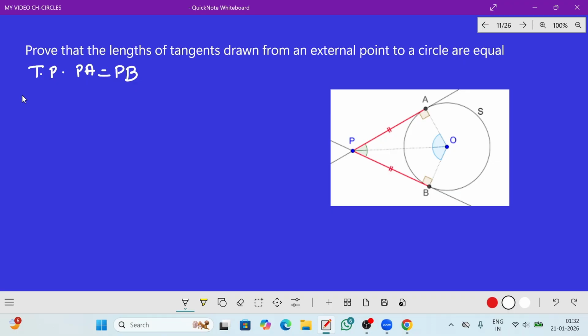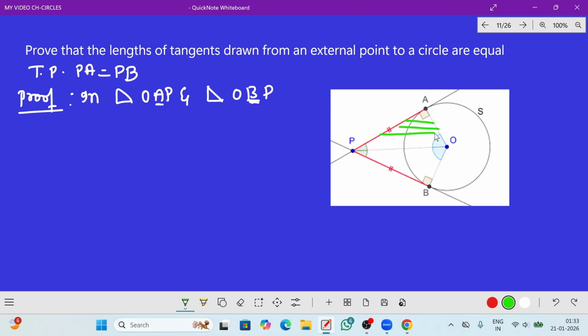Okay. So we will start our proof. In triangle OAP and triangle OBP, we are having right triangles. Where the right angle is there, that alphabet should come in the center. So consider this triangle. Let us shade it. This is our green triangle. Next one, we'll consider this our yellow triangle.